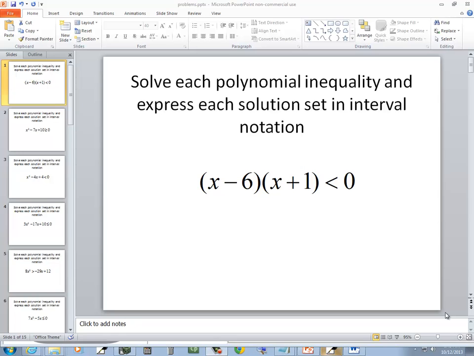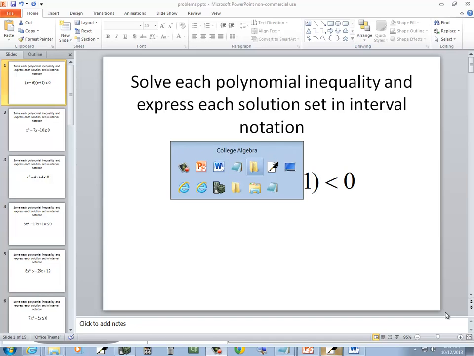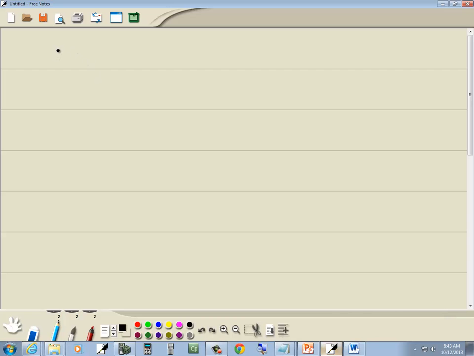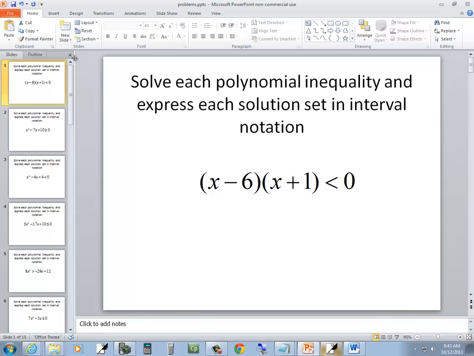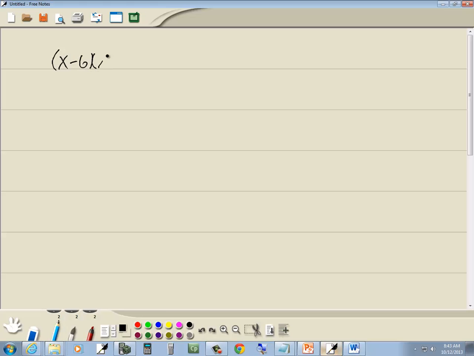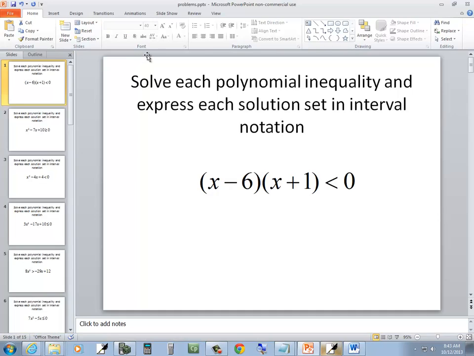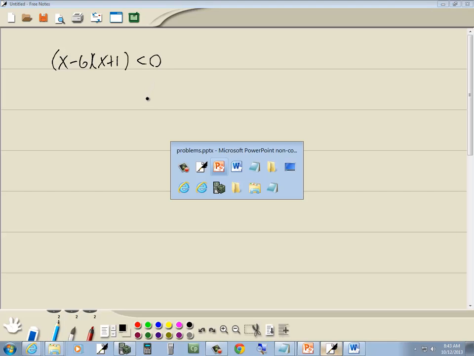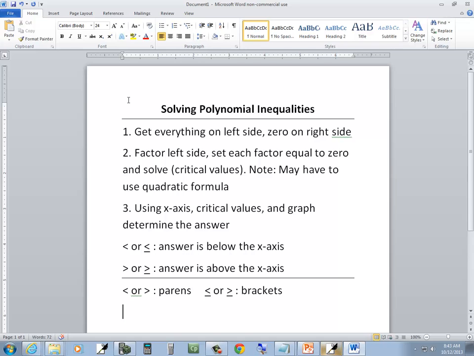In this problem, we'll solve each polynomial inequality and express each solution set in interval notation. So we got x minus 6 times x plus 1 is less than 0. Now we're going through our steps. Our first step is to get everything on the left side, 0 on the right side.